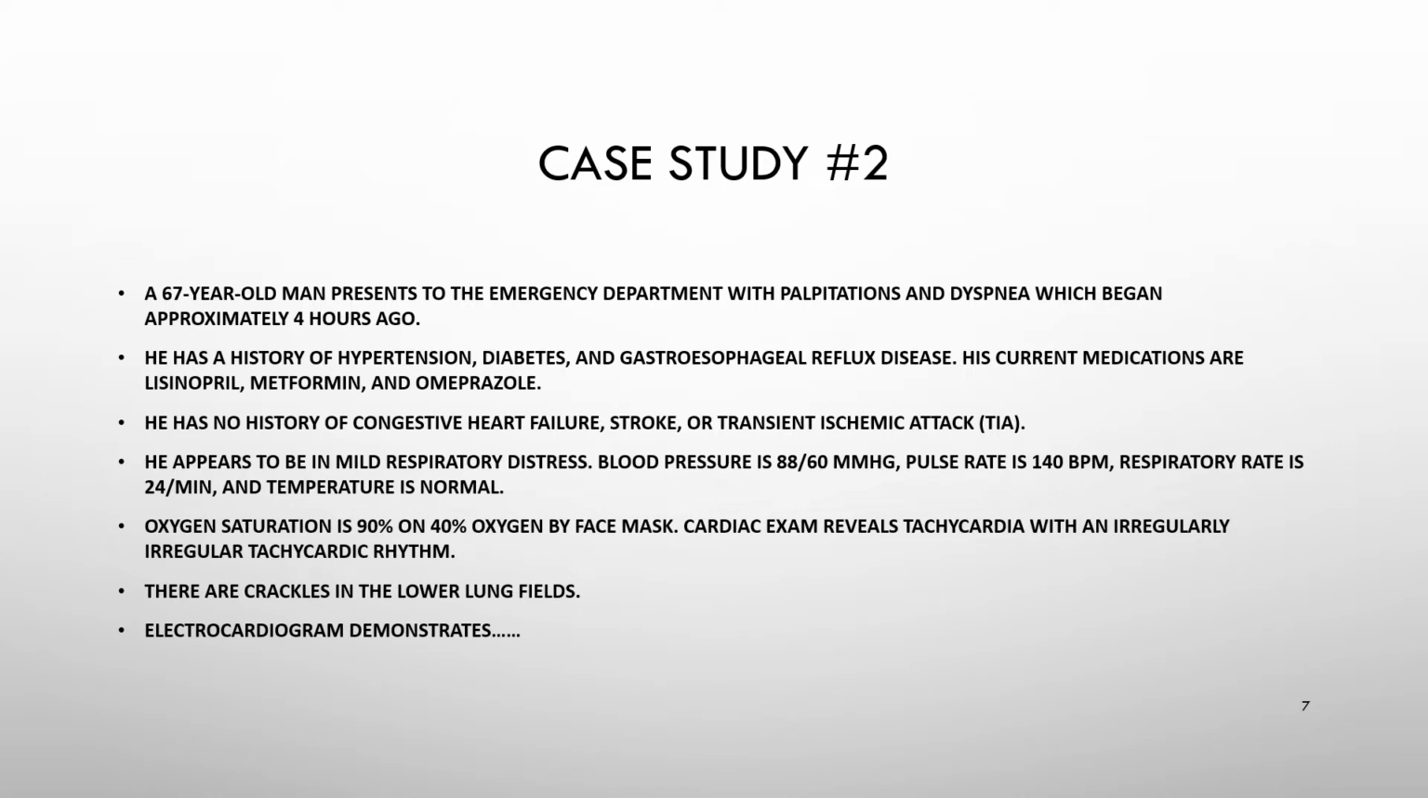His blood pressure is 88/60. His heart rate is 140. His respiratory rate is 24, and his temperature is normal. His oxygen sats are at 90% on 40% via face mask. Cardiac exam showed tachycardia with an irregular tachycardic rhythm. There are crackles in his lower lung fields, and they did an EKG on him. The next slide will show you the EKG, and your job is to tell me what kind of rhythm that is.